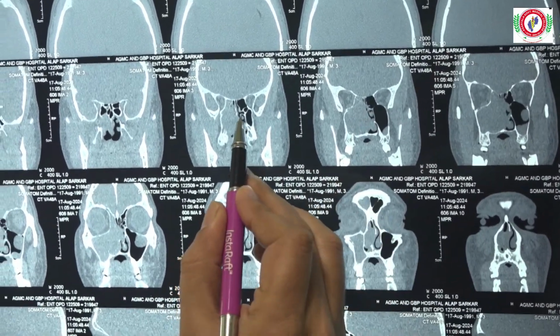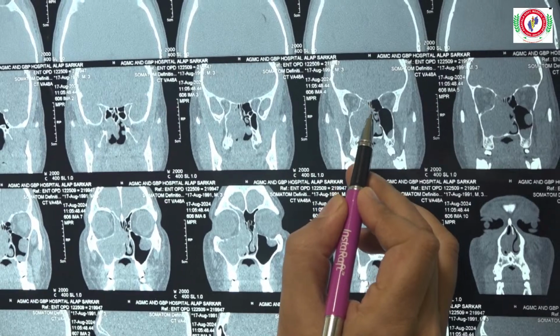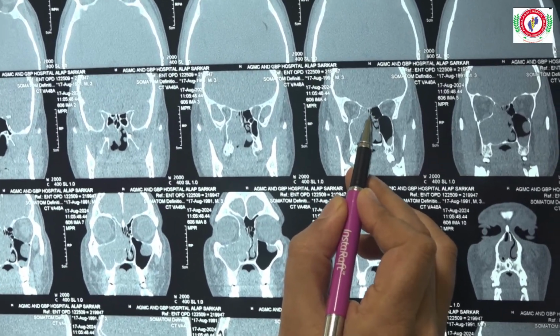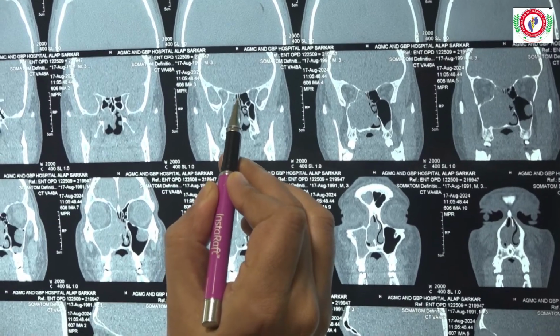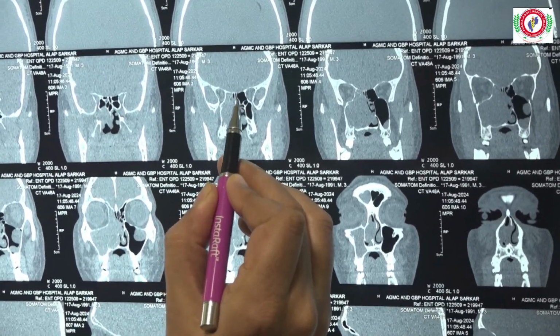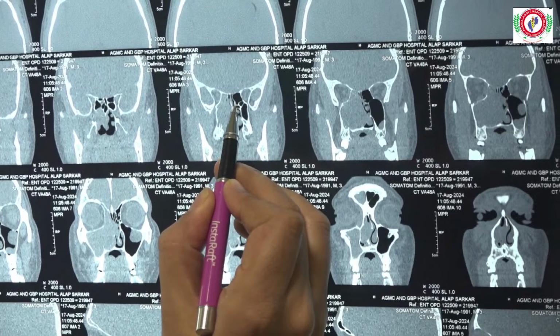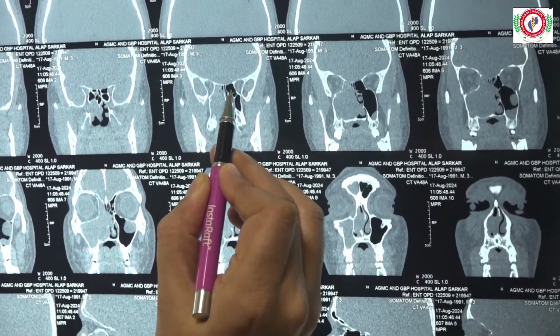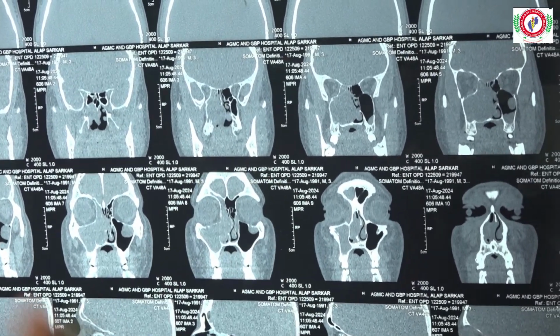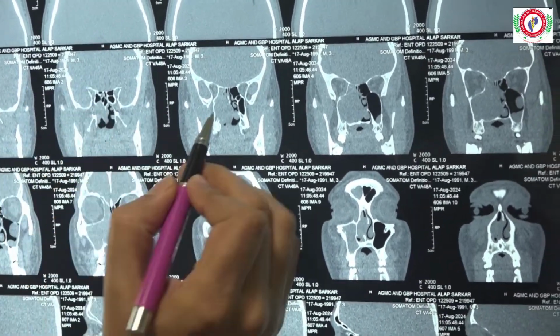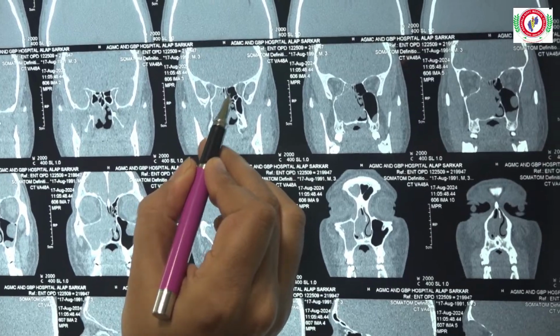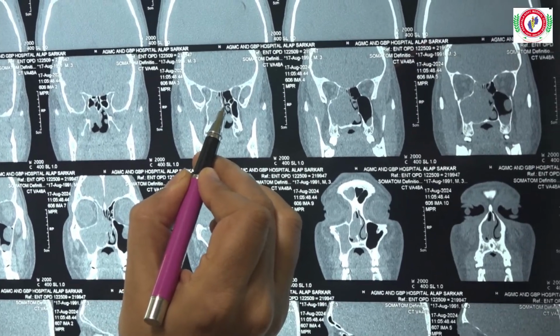Right. One large cell. And you see this is the posterior most part of your middle turbinate. Right. Middle turbinate that is getting attached here. And now this structure is most likely your superior turbinate. This one. Can you see? This one is your superior turbinate.